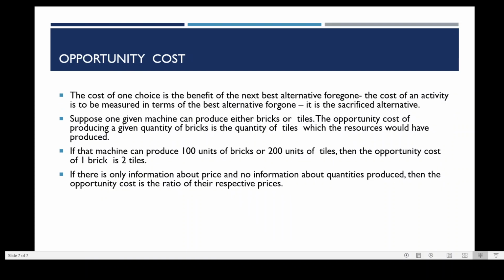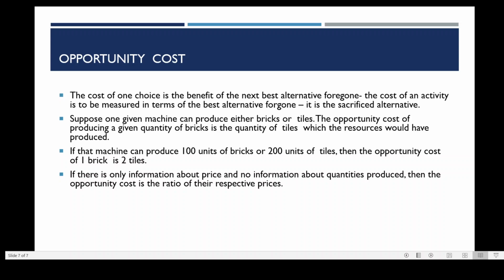A final concept which I'd like to leave with you is the opportunity cost. When we talk of an opportunity cost, we are talking of the cost of a choice that we made. When we make a choice, there is a next best alternative we have forgone. There is a cost to be measured in terms of the best alternative that is given up. It is the sacrificed alternative, and therefore it may add to my costs.